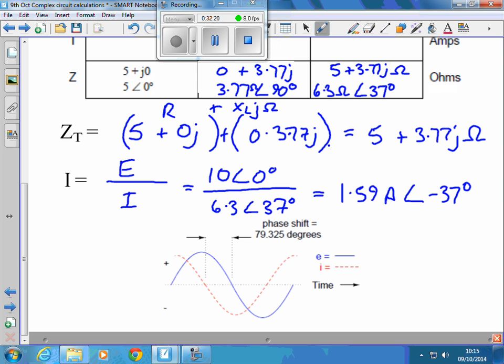So that's what we got in that circuit. The blue is the voltage E. The dashed red line is the current. And the current is lagging the voltage by 37 degrees. Okay.